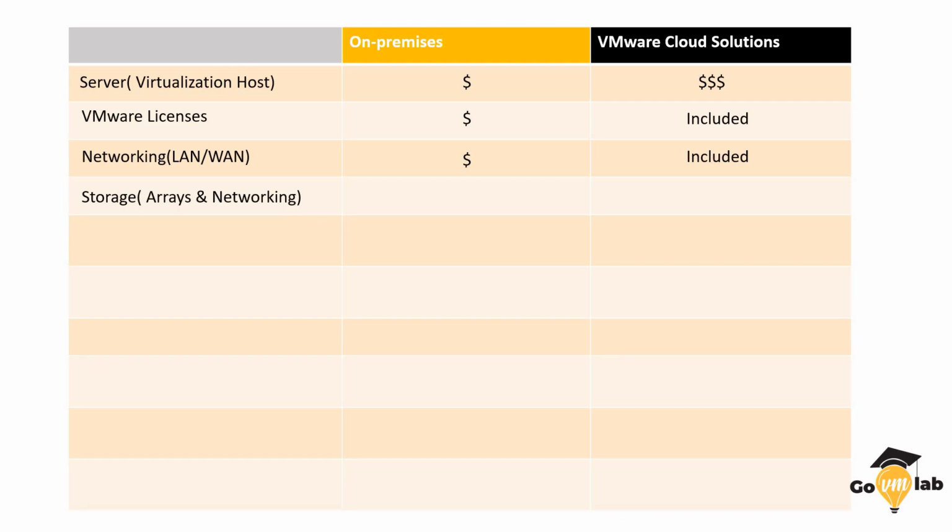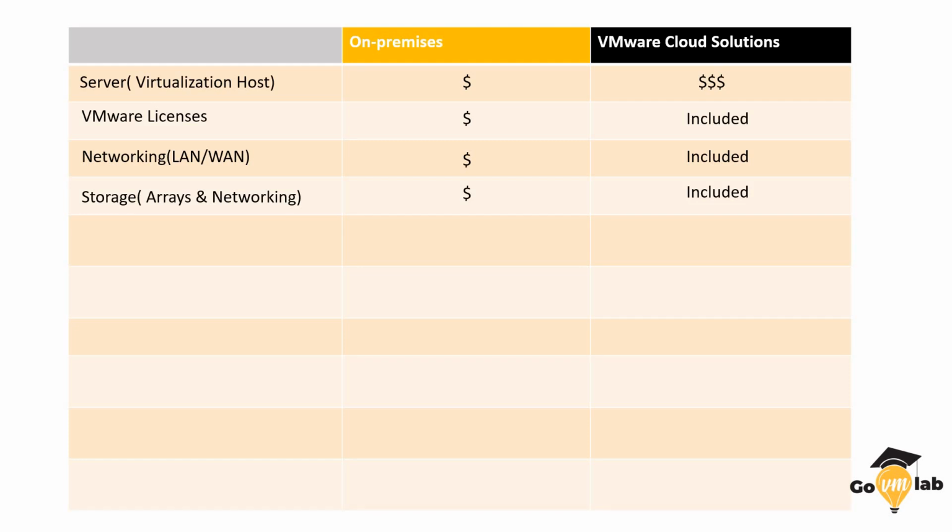The next is storage, providing arrays and storage solutions. Again, when we are talking about building up on-prem infrastructure, we need to have bulky, heavy storage for meeting our storage requirements. And again, we need to invest further in buying those expensive storage systems and laying out the entire storage network to meet the storage requirements of our applications.